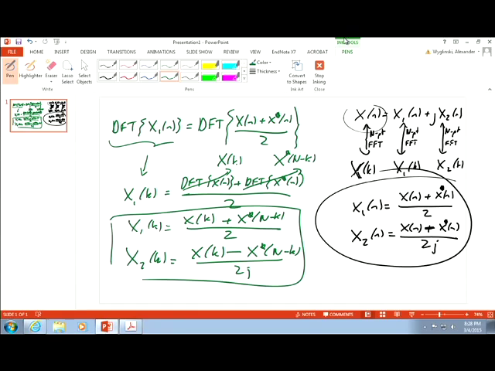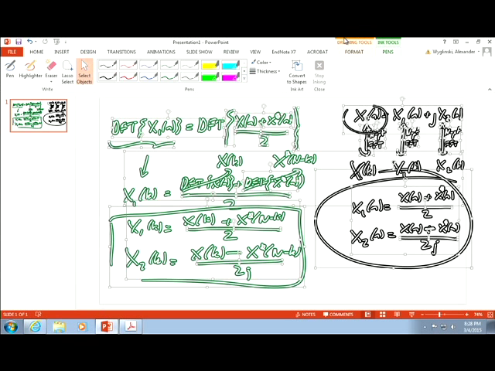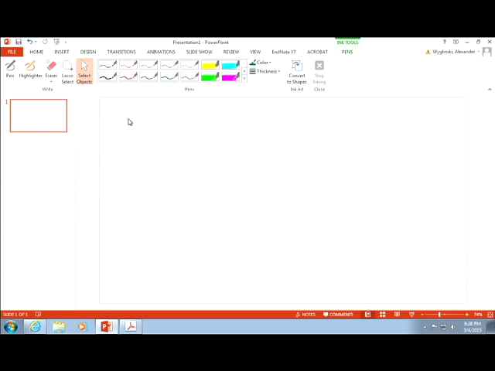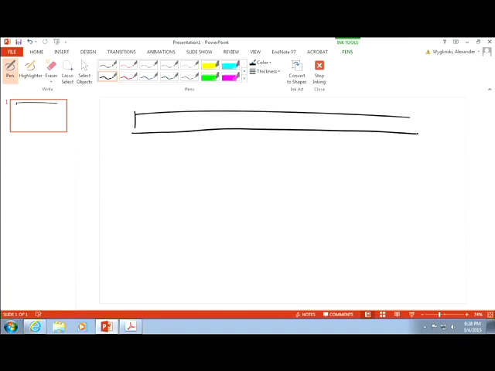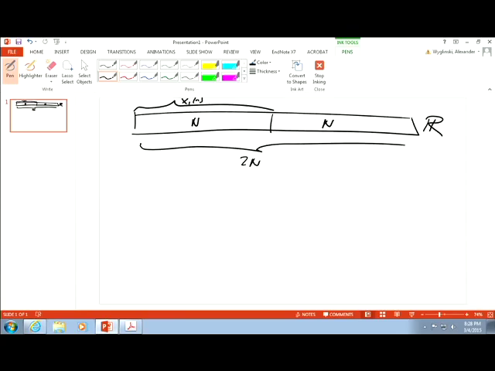Let's assume they're both real. You do the exact same thing. So suppose you have now a sequence that is of length 2n. Let's suppose that it is all real. What you need to do is you take the first n samples, and then you have the second n samples. You call it x1 of n. You call it x2 of n. And you do the exact same thing as before. So that way, you can use an n-point FFT on a 2n point data sequence that is all real.